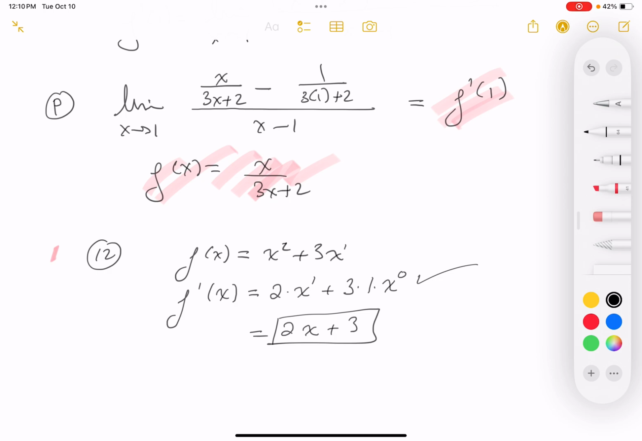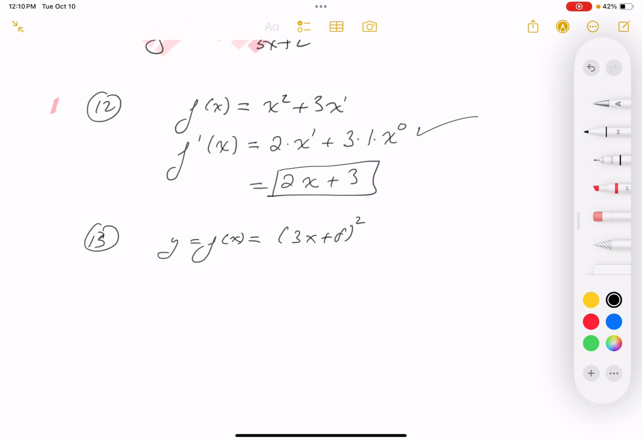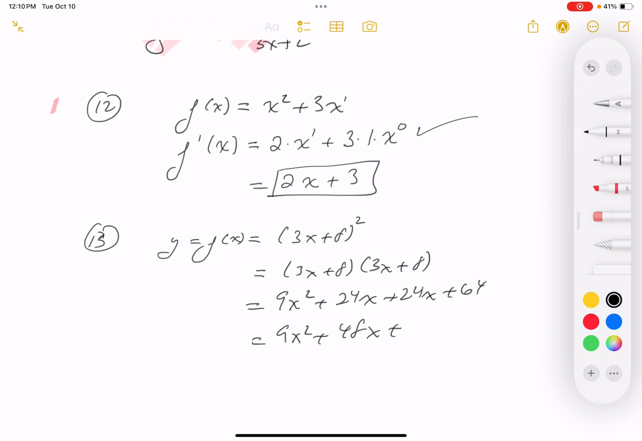Let's go to example number 13. And number 13 is y equals, and y is a function of x, by the way. And what's that function going to be? It's going to be 3x plus 8, that quantity being squared. Now, to do this using the power rule, I gotta multiply it out. And that means 3x plus 8 times 3x plus 8. What does it give you? 9x squared plus 24x plus 24x plus 64. What do you get over here? 9x squared plus 48x plus 64.